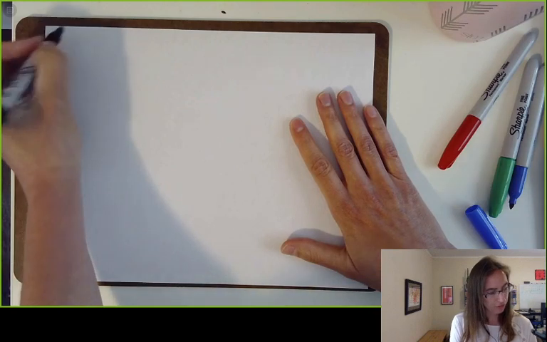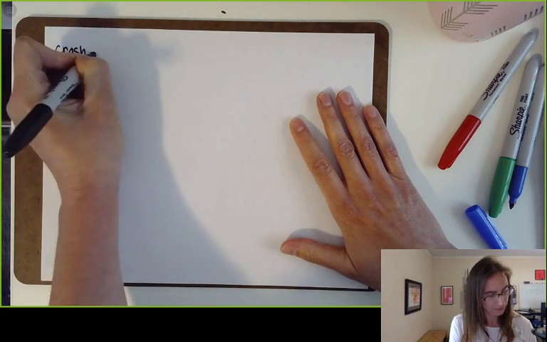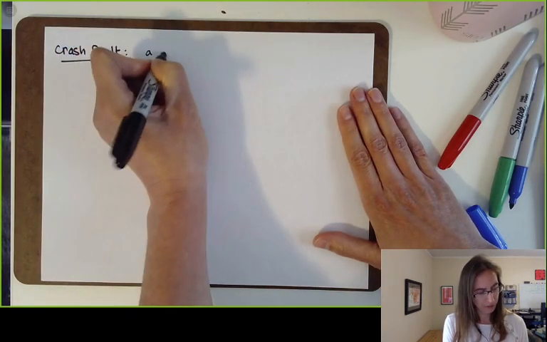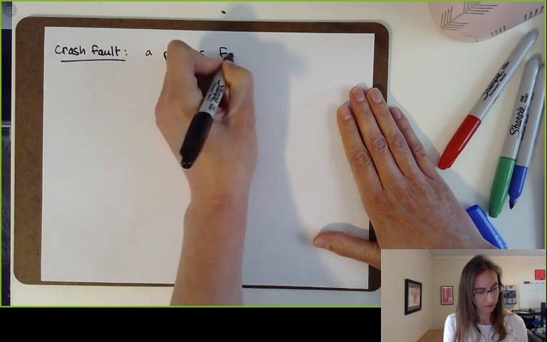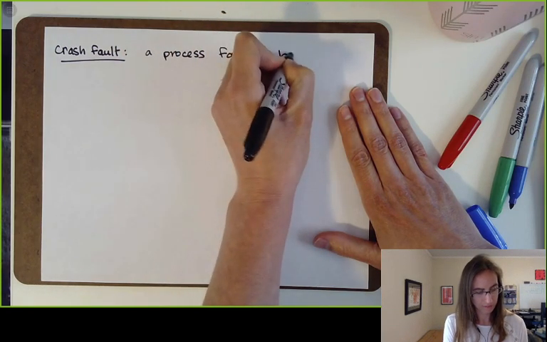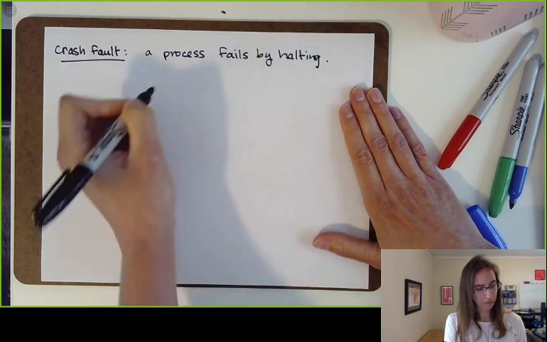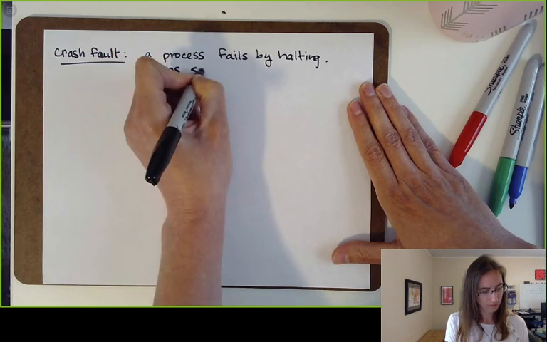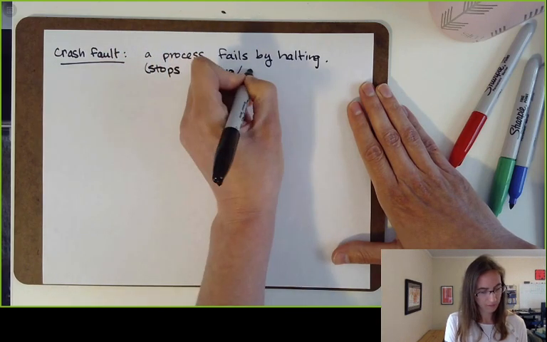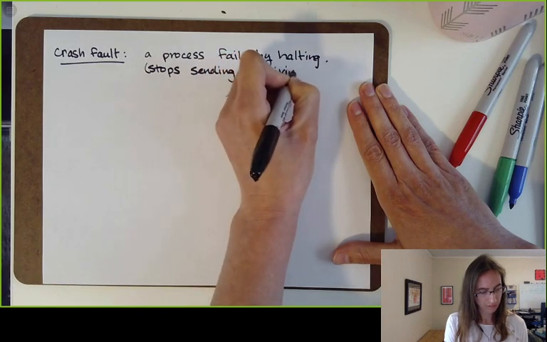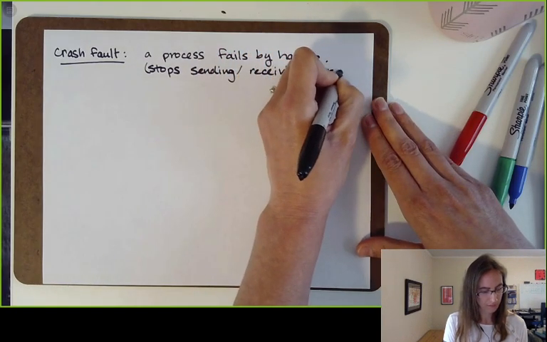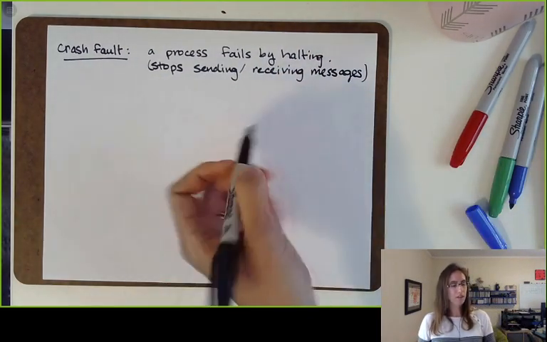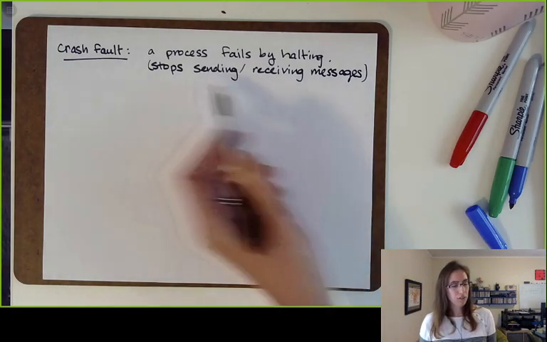So in a crash fault, this is when a process fails by halting. And this means it stops sending or receiving any messages. So this is kind of interesting, right? I didn't say that it had to stop having internal events. I only said that it had to stop sending and receiving messages.